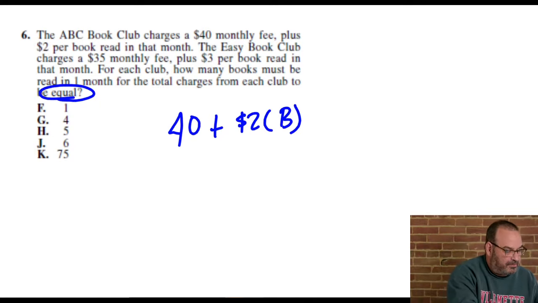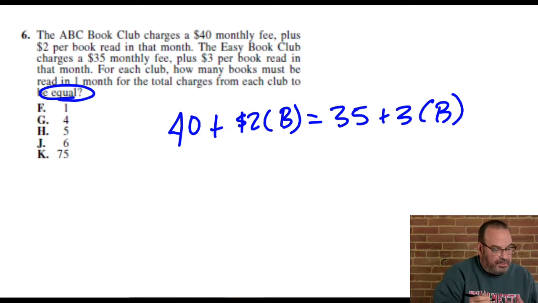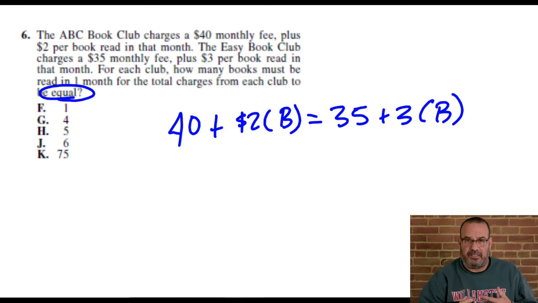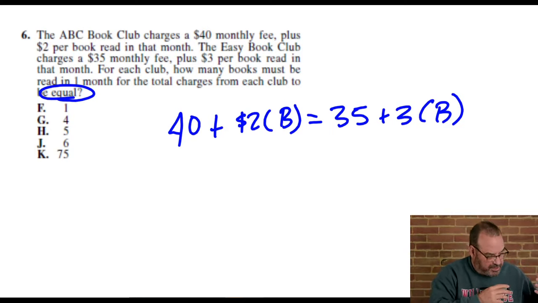Read with your pencil. So then we get 35 is the base fee plus $3 per book. One of the things you can do here if you're struggling with mathematics is just simply put in the answer choices. And you can see that 75 is ridiculous. That just won't work. We could put in 6. 42 plus 2 times 6 is 52. 35 plus 3 times 6. Does that work? Is that 6?